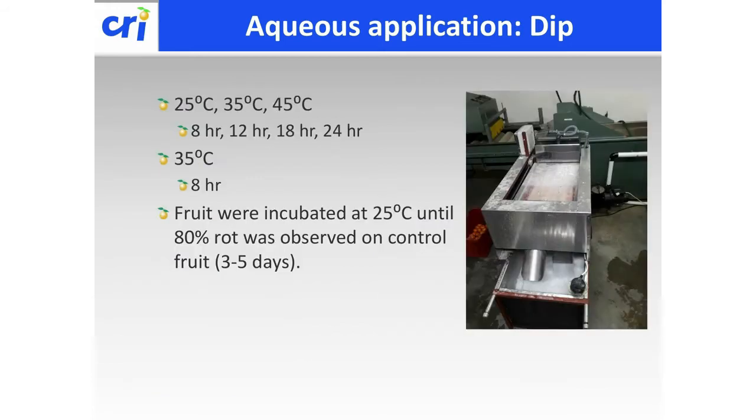After inoculations, fruit were dipped in our in-house dip at treatment temperatures of 25, 35, and 45 degrees. Treatments were done 8, 12, 18, and 24 hours after inoculations to test for curative ability. We also looked at the fungicides in combination at treatment temperature 35, 8 hours after inoculations, and all trials were repeated.